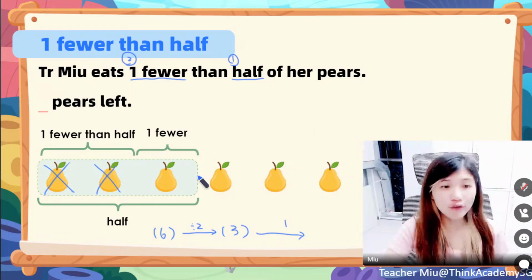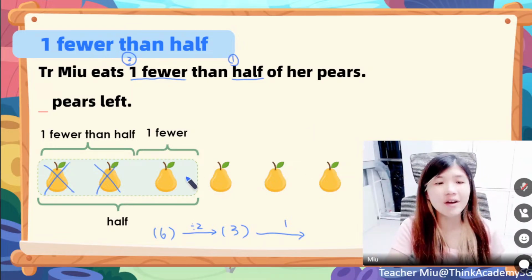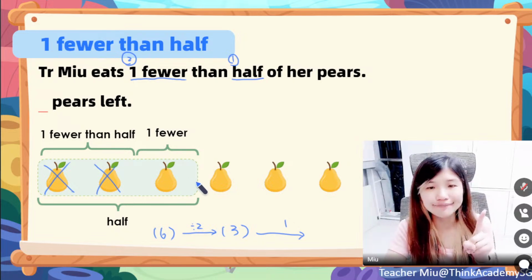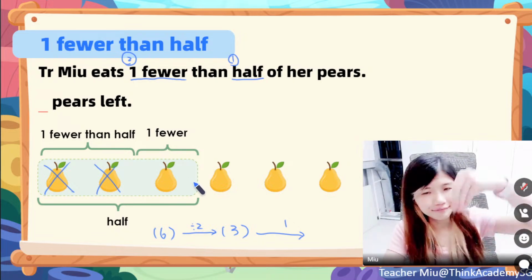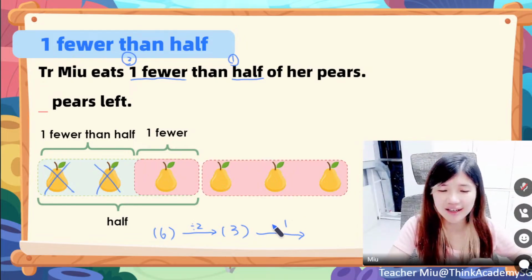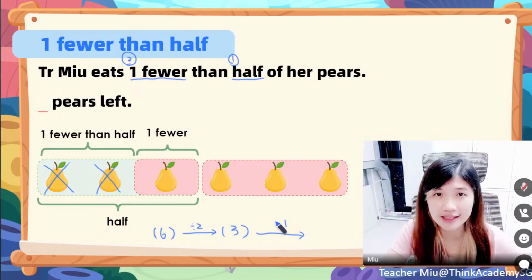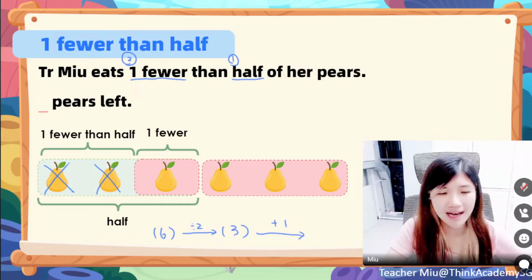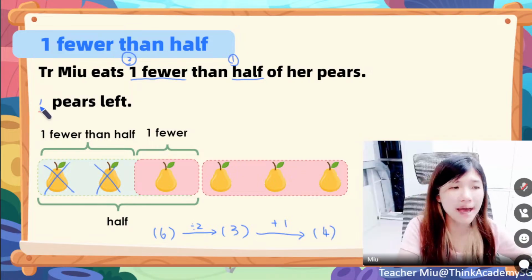No way. So for that 1 fewer pair I didn't eat, I should put it back into the fridge. That's why here it's supposed to be a minus or a plus. It's supposed to be a plus. So here, that's why you will get in the end, I still got 4 pairs left.